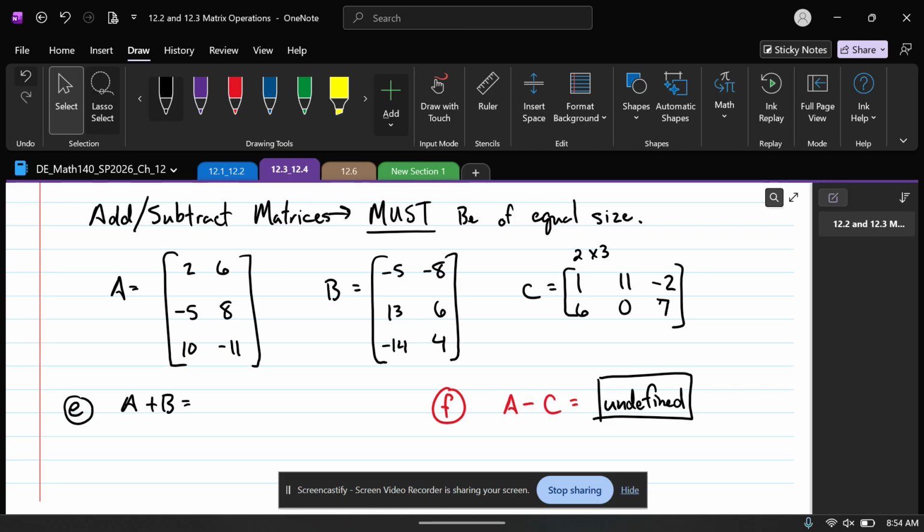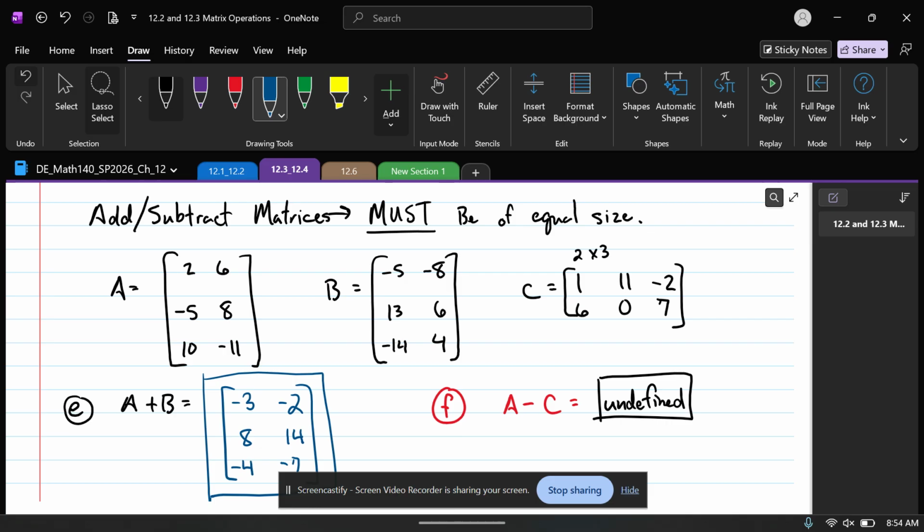So A plus B, I'm going to add 2 plus negative 5, get negative 3. For the next spot, 6 plus negative 8, get negative 2. For the next row, negative 5 plus 13, which would be 8. The next spot, 8 plus 6 is 14. Third row, 10 plus negative 14 is negative 4. Negative 11 plus 4 is negative 7. And I've added those two matrices together.